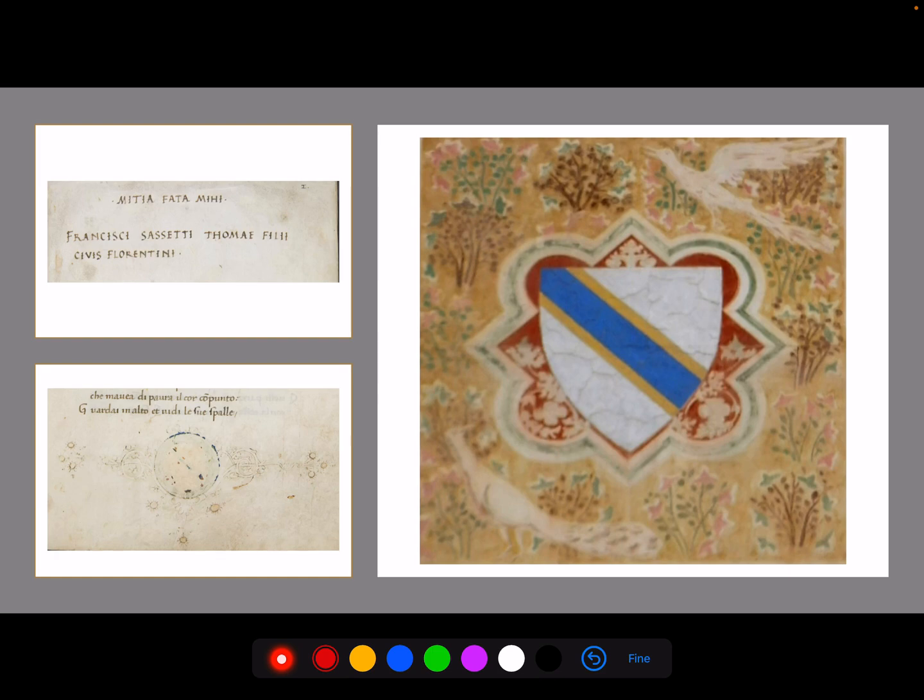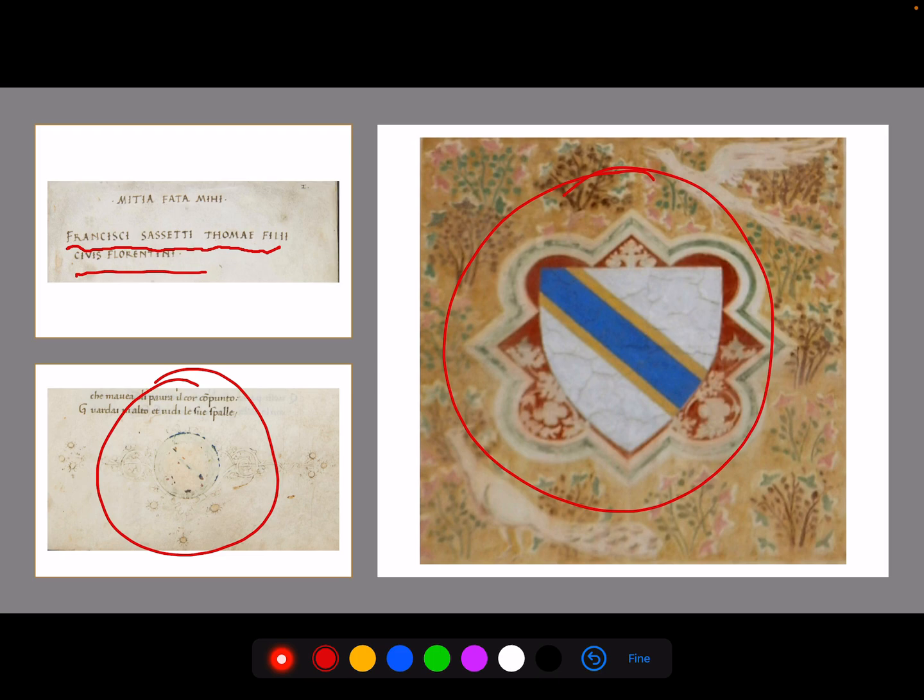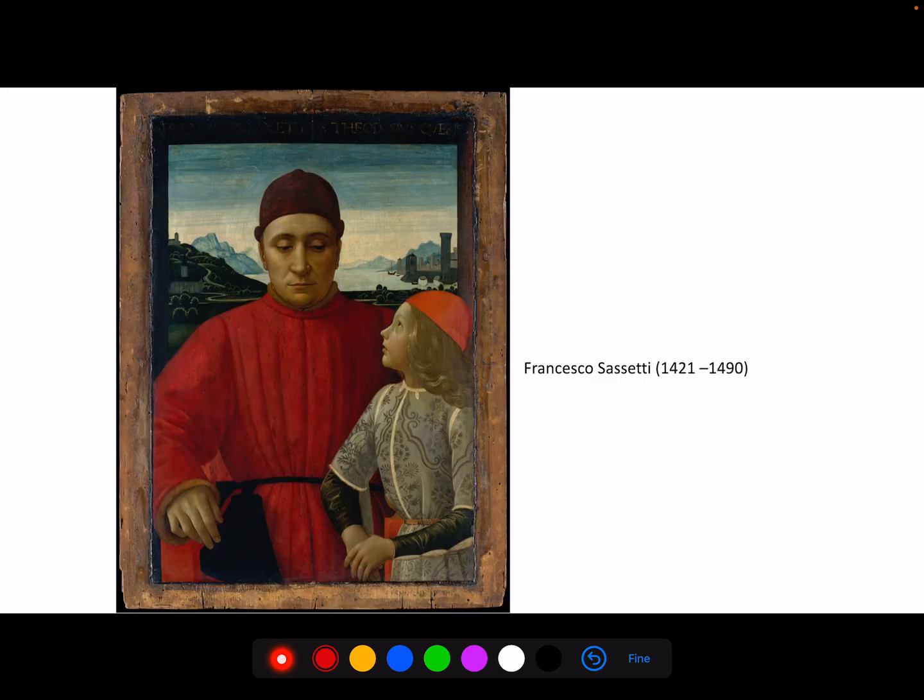Here on the first page we can see his name, Francesco Sassetti, son of Tommaso, Florentine citizen. And here on the first page we can still see, a little bit faded, the Sassetti family crest. That's pretty important because Francesco Sassetti, here portrayed by Ghirlandaio, was a very important figure in Renaissance Florence. He was a banker.